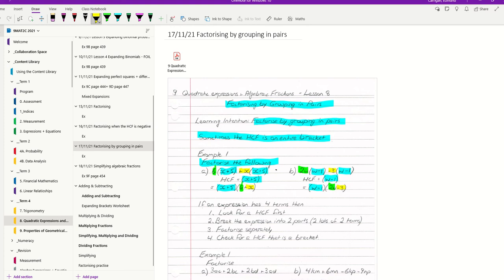So factorising these, we see that our highest common factor is a whole bracket, so we reorganise it so we end up with 2 lots of brackets. So that's the end of your first chunk.